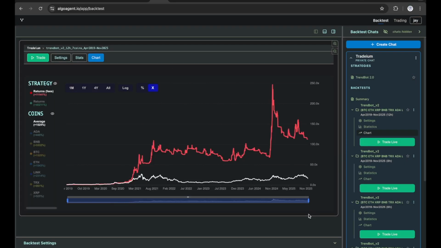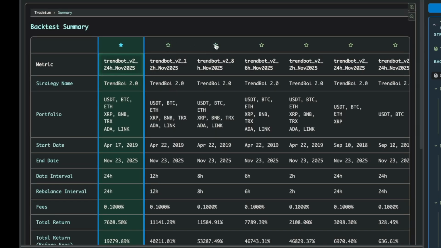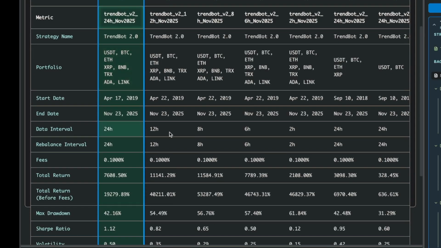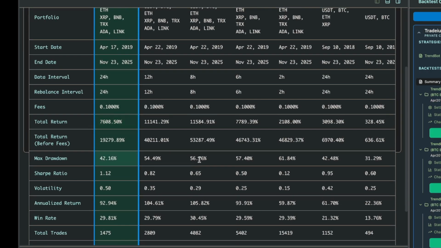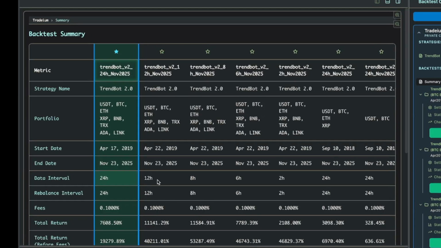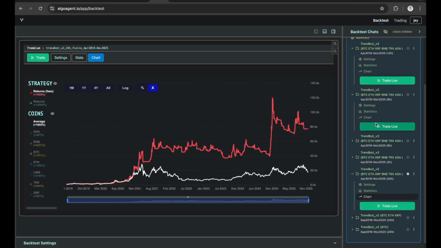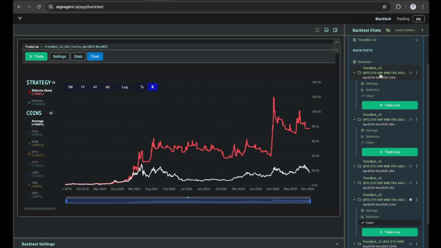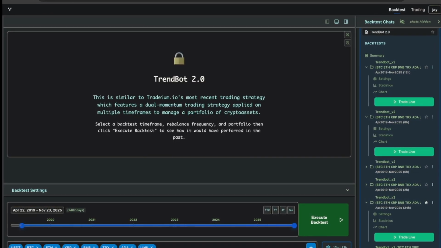That is very similar to the last one. So we'll check the summary and compare them side by side. Let's compare these two right here, the 8-hour and the 12-hour rebalance interval. Final returns are similar, drawdown similar, Sharpe ratio is better on the 12-hour one. The market exposure is similar for all three. Let's just go with the 12-hour for the last period here. So we'll go back, keep this at the 12-hour.